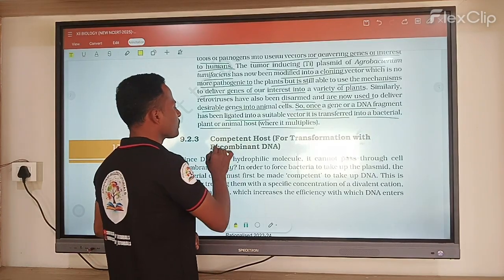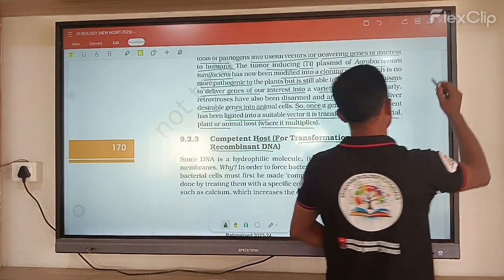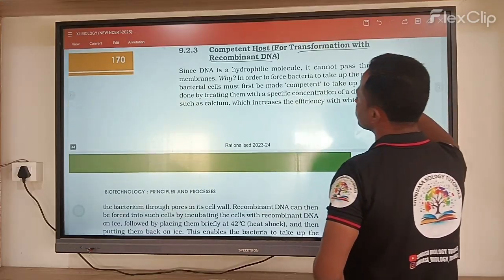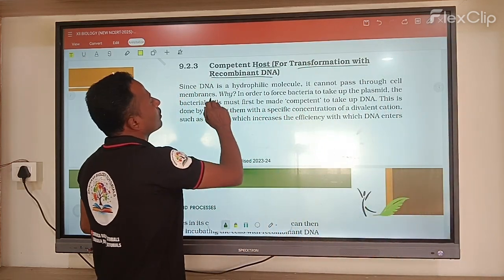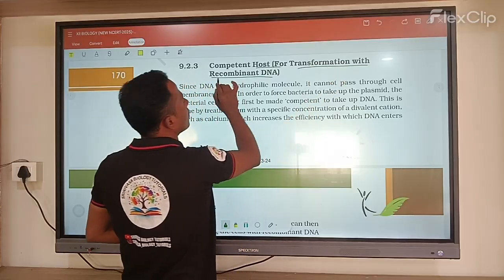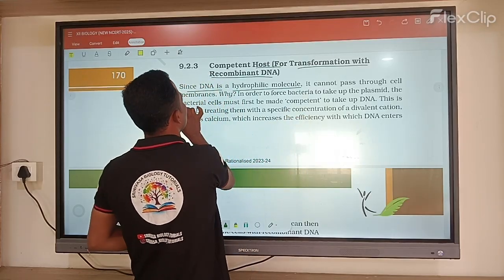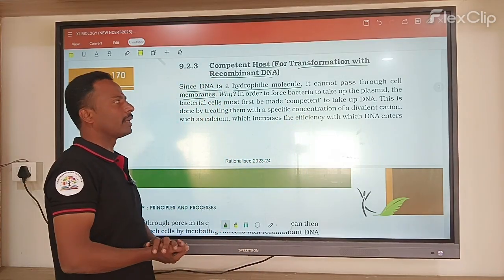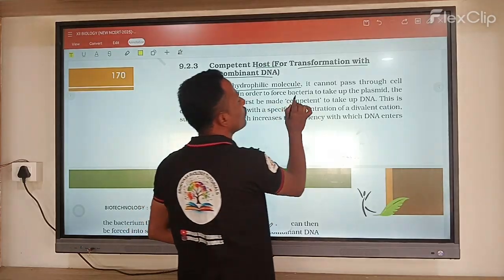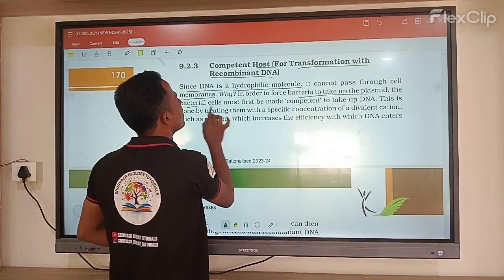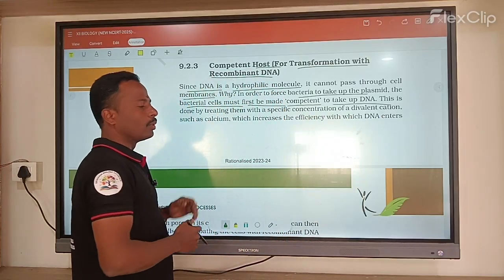Let us discuss competent host cells for transformation with recombinant DNA. Since DNA is a hydrophilic molecule, it cannot pass through the cell membrane. So in order to force bacteria to take up a plasmid, the bacterial cell must first be made competent to take up DNA. So it is a competent host cell.